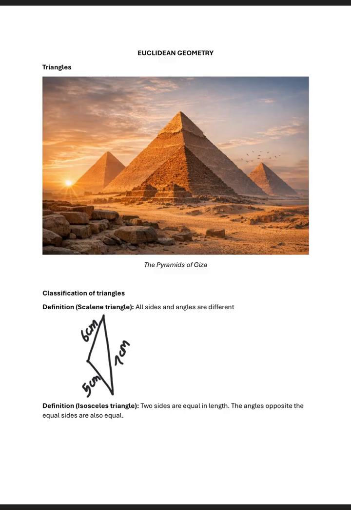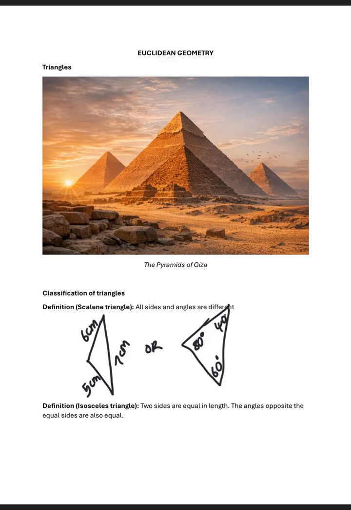And then we can have a situation where the angles are different, we can have 80 degrees. We can have 60 degrees, and then we can have 40 degrees. So we have different angles and different sides. So this is a scalene triangle, right? So that's a scalene triangle.